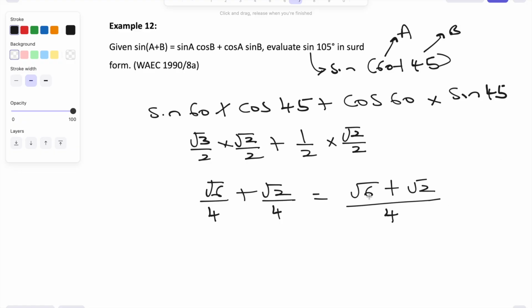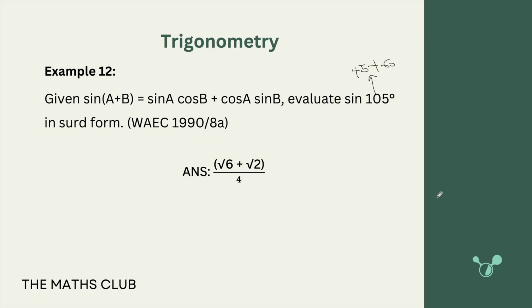There's no way I can break down any of these any further. 6 is 6, 2 is 2. I can't break it down any further. Let's see if we're correct. Great.